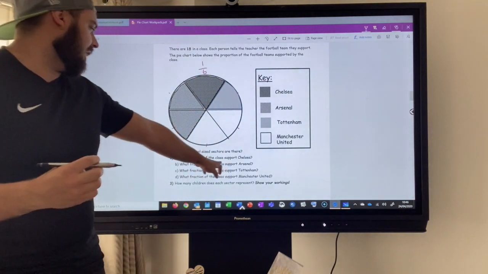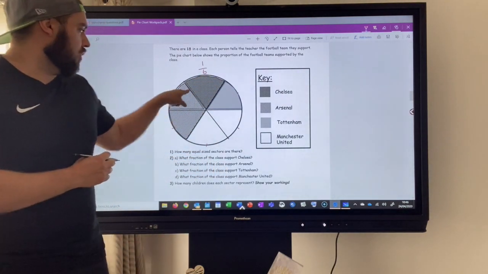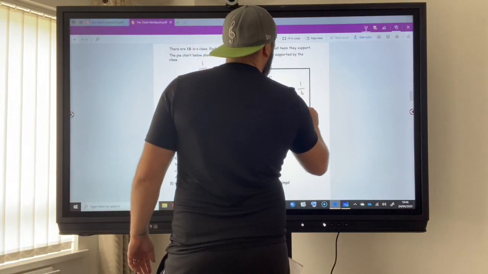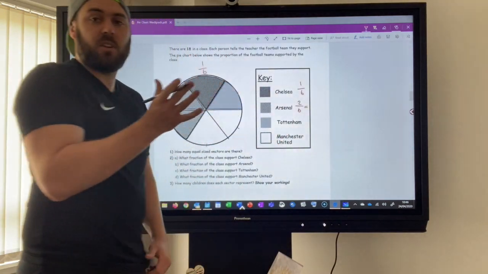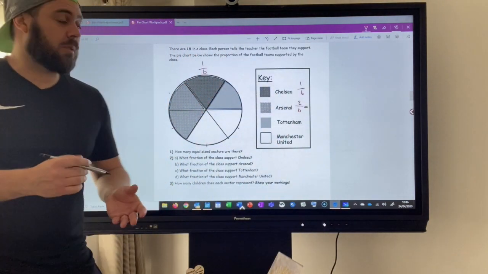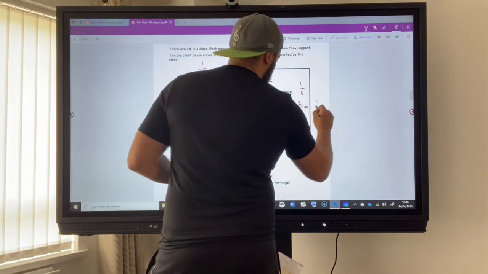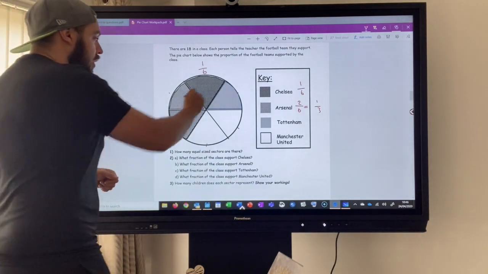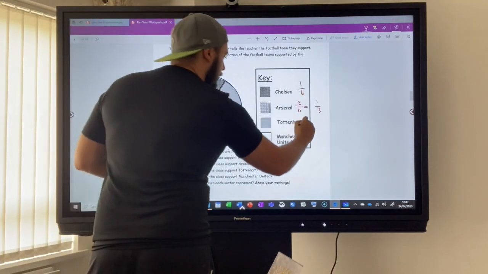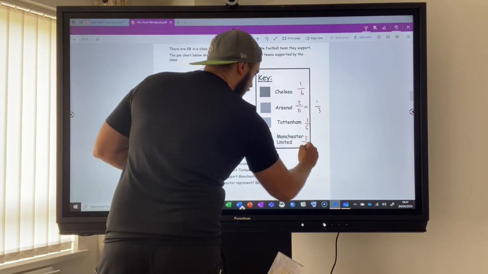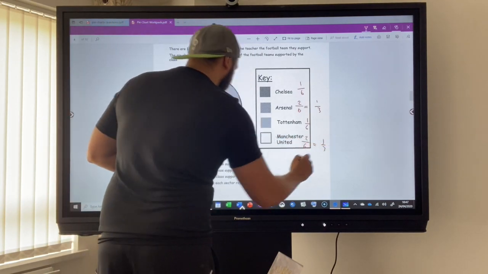What fraction of the class support Arsenal? 2 of these, so it's 2/6. Now, again, if you know your fractions, you could break down 2/6 into its lowest common form. That would be 1/3, if you wanted to be very accurate, I suppose. Tottenham, which is the next one, that's 1/6 again. And Manchester United, again, that's 2/6 or 1/3.